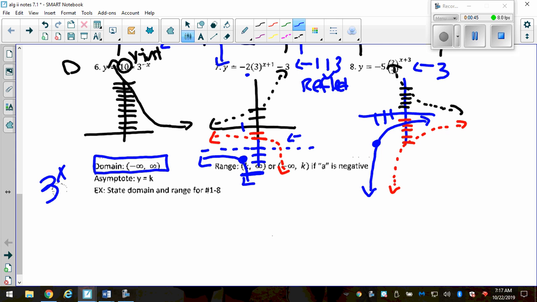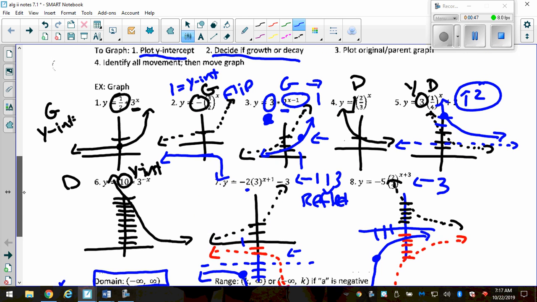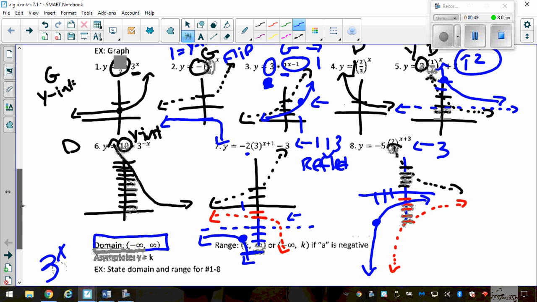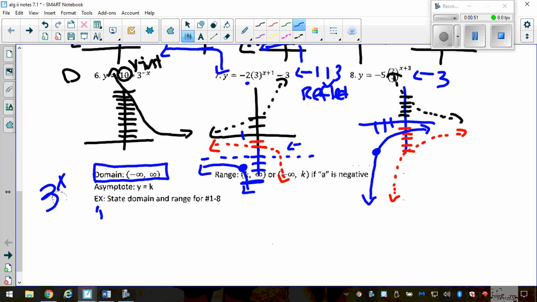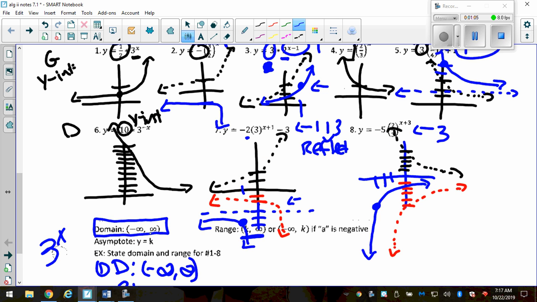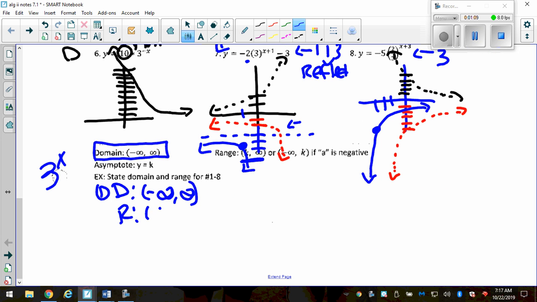So we're going to go back up and state the domain and range for all of these functions here. I have to look at them. For number one, my domain is easy. It's negative infinity to infinity. And then for my range value, since there's no k up here, the k would be considered 0. So we're going to say 0 to infinity on this one.